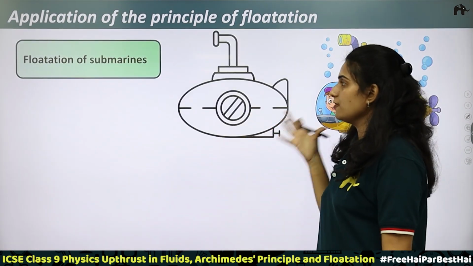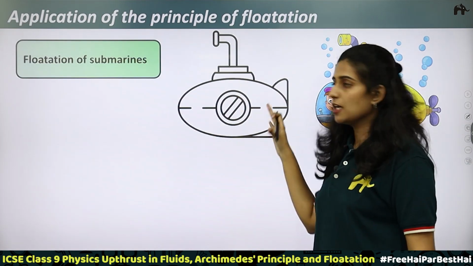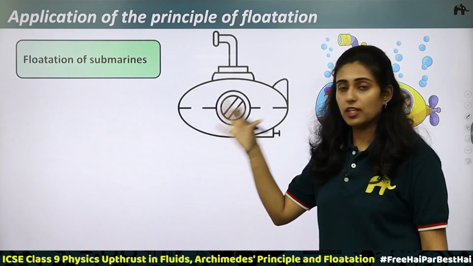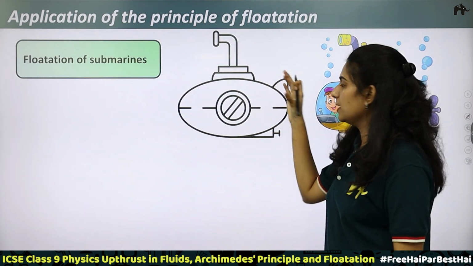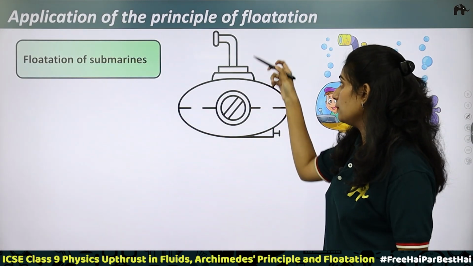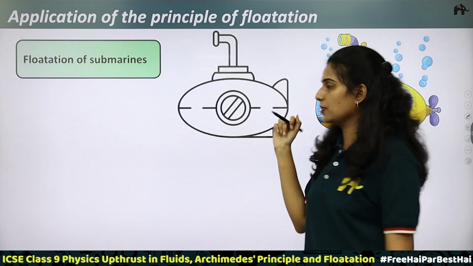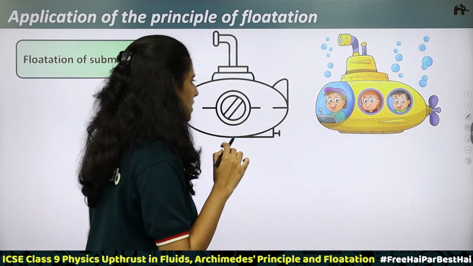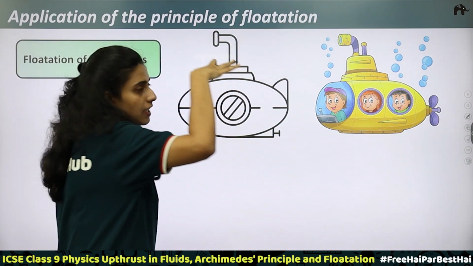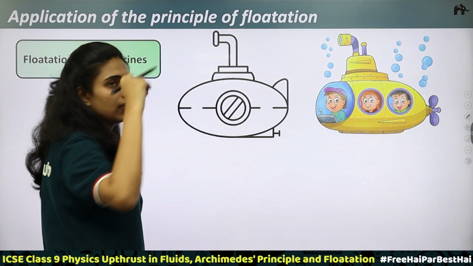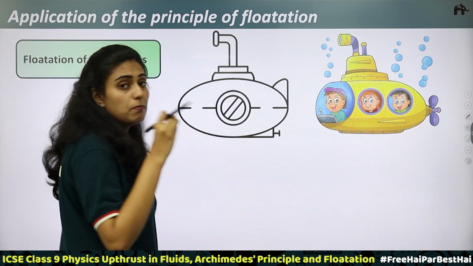Next is the flotation of submarines. Submarines are fish-shaped. It will be having ballast, that is flotation tanks in the front and back. Also there is a periscope. Using the periscope, the diver will be able to see the outside surface of water. So here what happens is, the submarine can move inside water and outside water easily because of the presence of the ballast tanks.